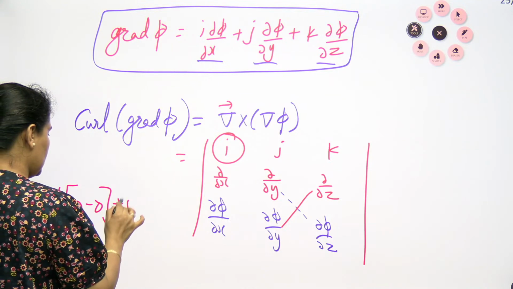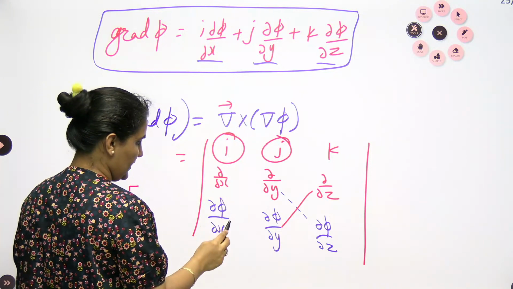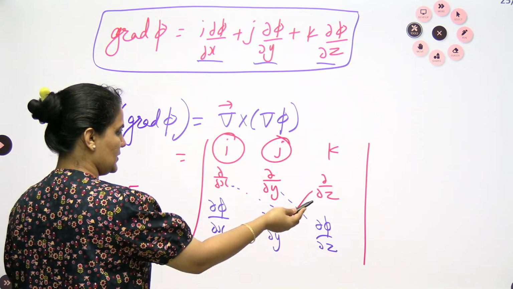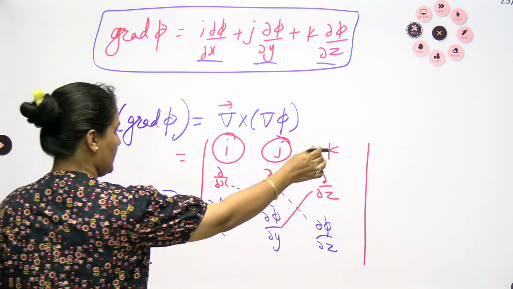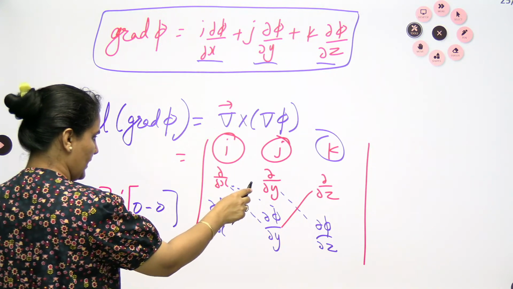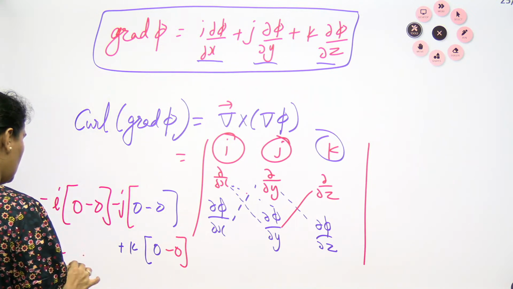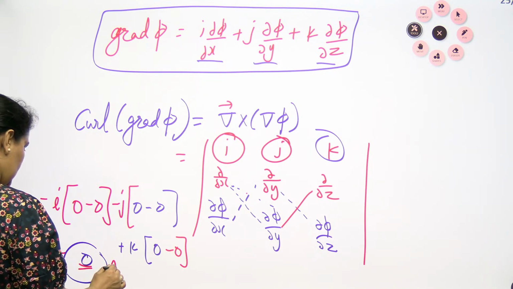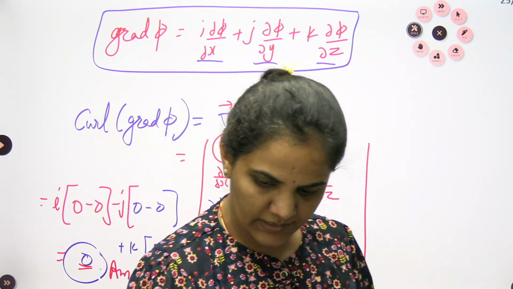Then minus j. For j, the partial differentiation of this one with respect to x and this one with respect to z is also 0, because we have opposite terms here. When you go for k, the partial differentiation of this one with respect to x is 0, and of this one with respect to y is 0. So ultimately we have 0, 0, 0. My final answer is 0: 0i plus 0j plus 0k. So the final result will be 0, my dear students.